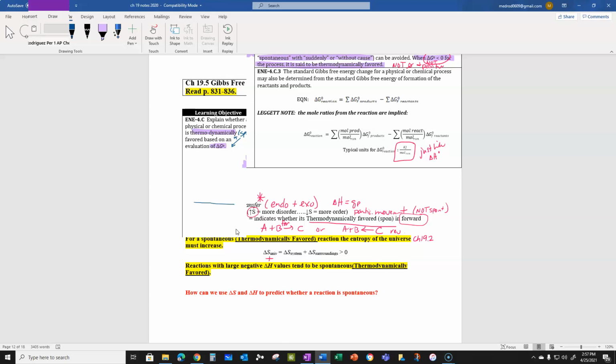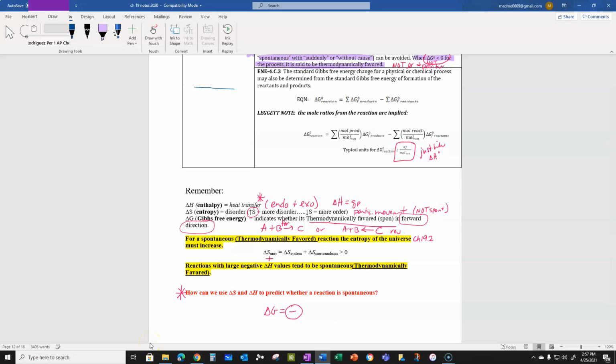So for the delta G, we want a negative value. But in order to get that negative value, how are delta S and delta H going to play into it? This is the big question, and there's an equation that's going to tie it all in. Usually, for thermodynamically favored, your S value will be positive, and for reactions with very large negative delta H's, remember, exothermic is the way to go. So our delta G should be negative, our delta H should be negative, and our entropy should be positive.